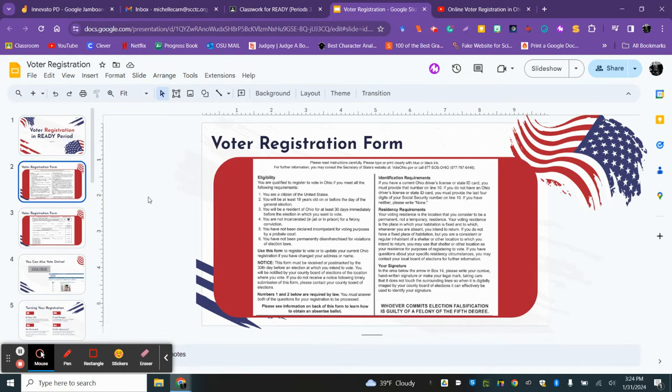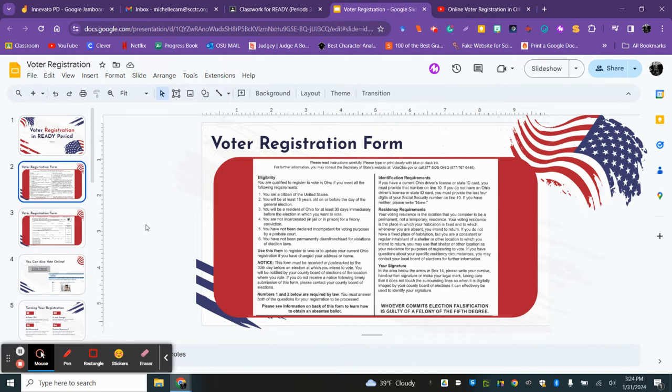Notice, this form must be received or postmarked by the 30th day before an election at which you intend to vote. You will be notified by your County Board of Elections of the location where you vote. If you do not receive a notice following timely submission of this form, please contact your County Board of Elections. Numbers 1 and 2 are required by law. You must answer both of the questions on your registration for your registration to be processed.